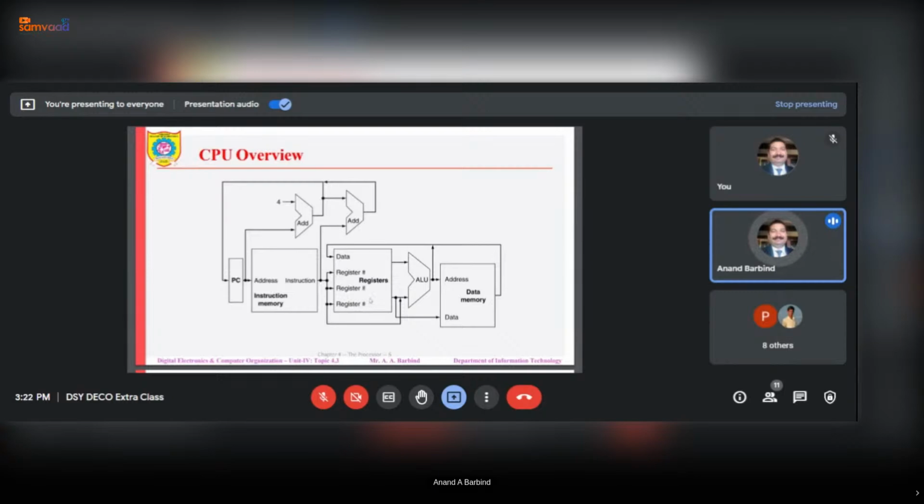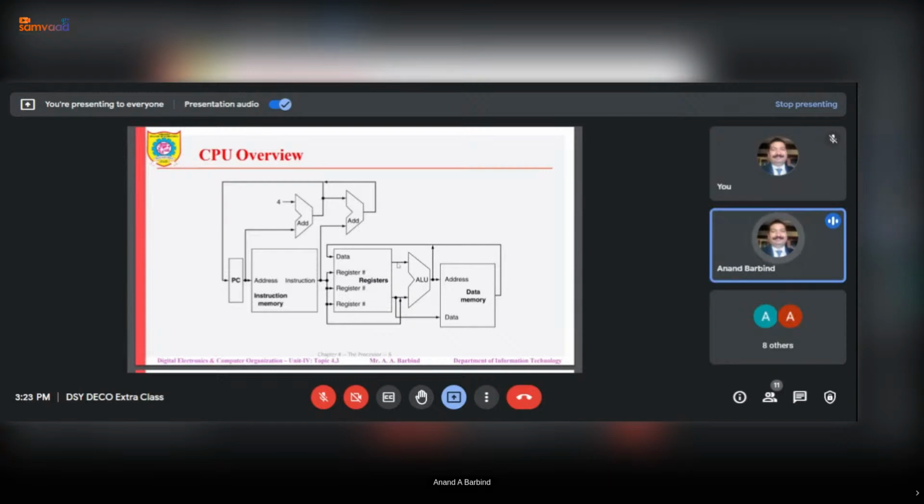I hope my mouse pointer is visible to you so that it will be easy for you to understand. Yes, it is visible.